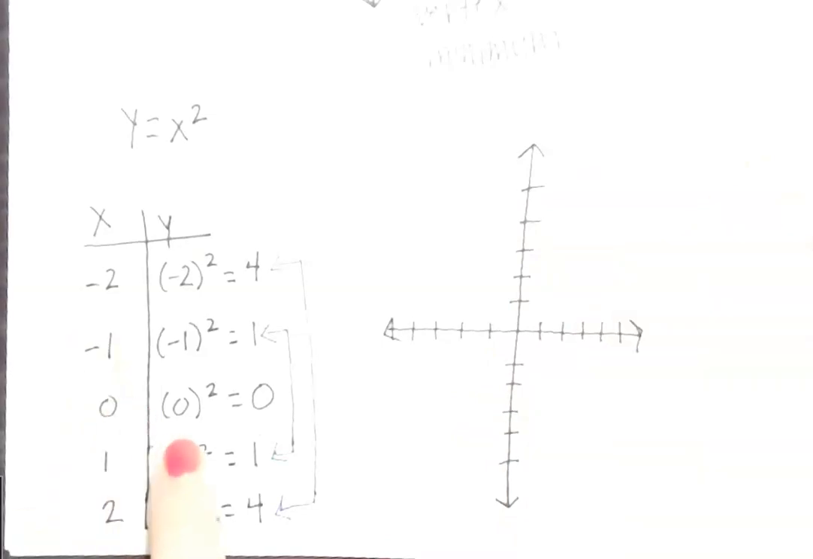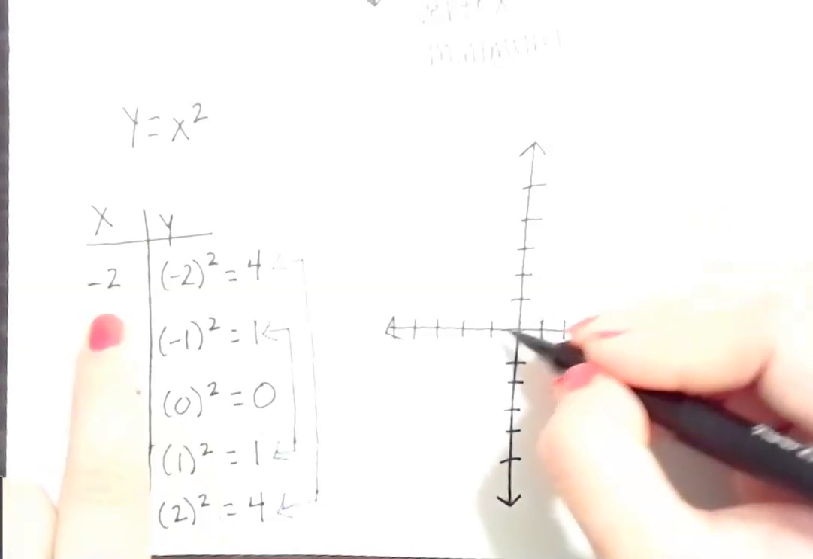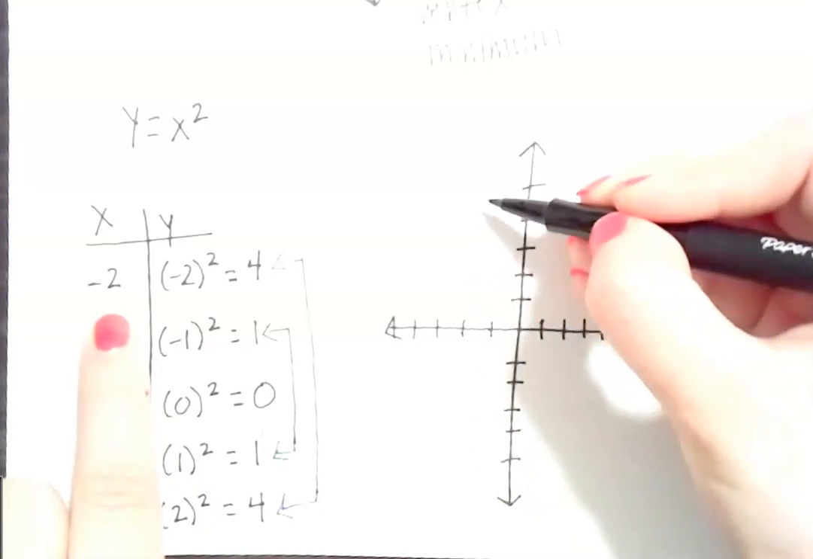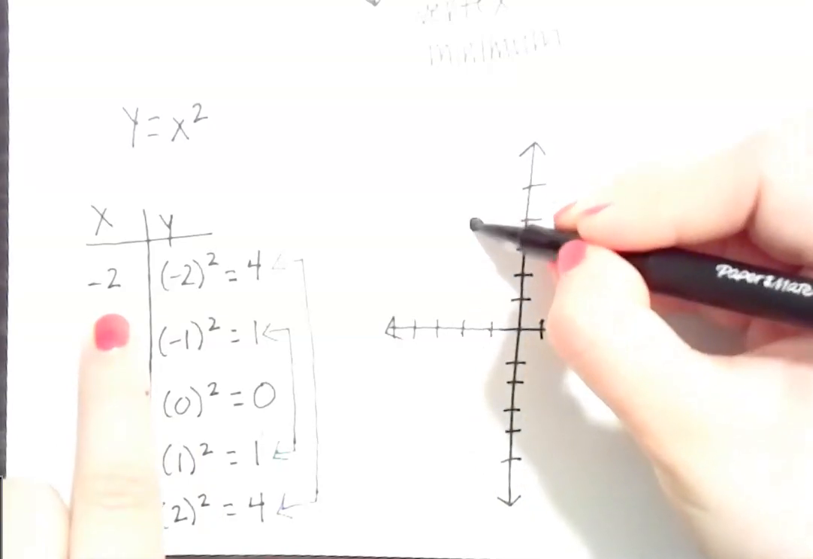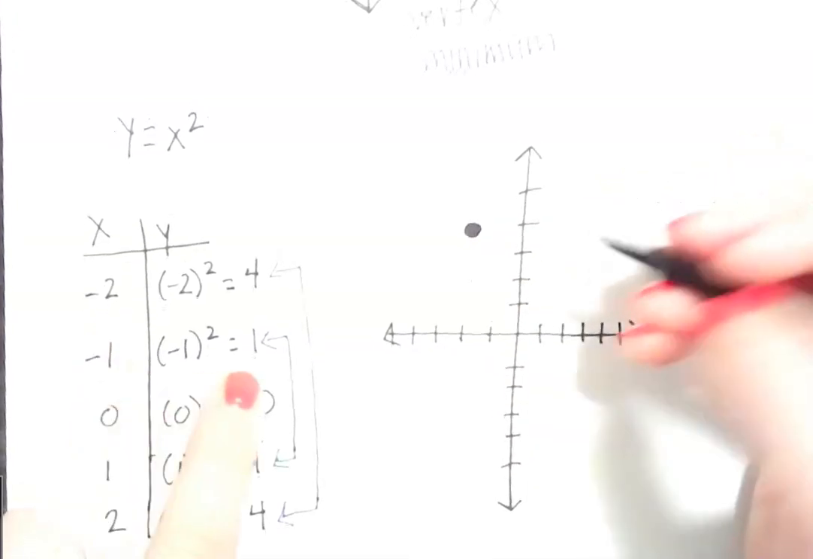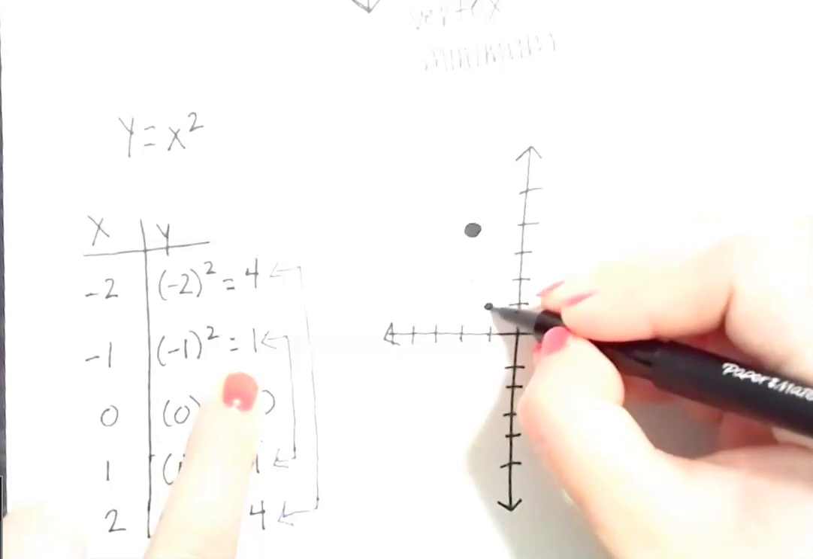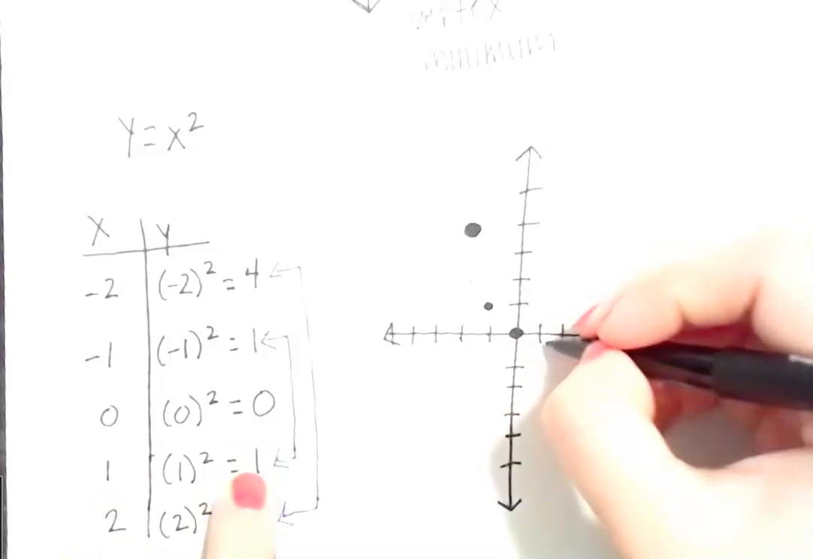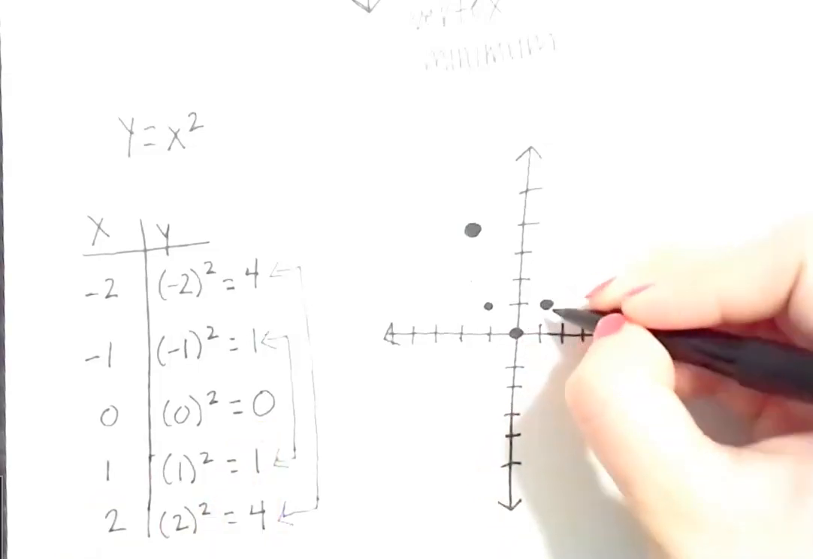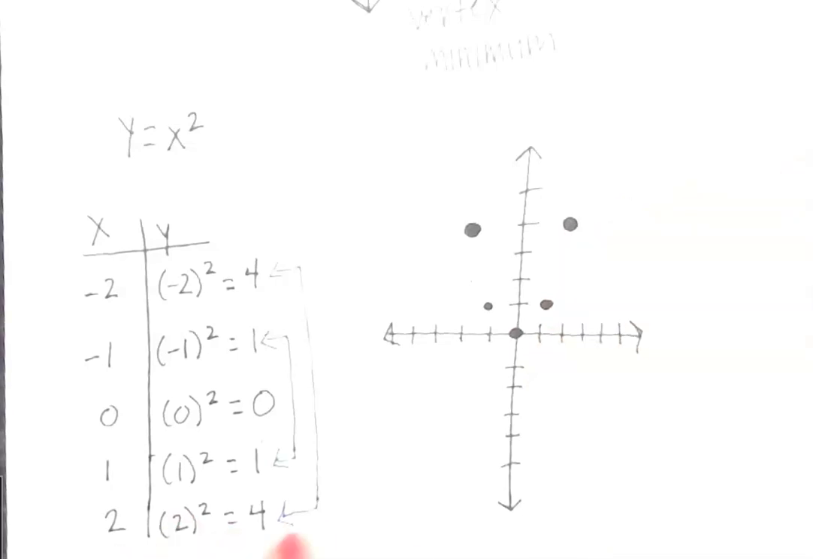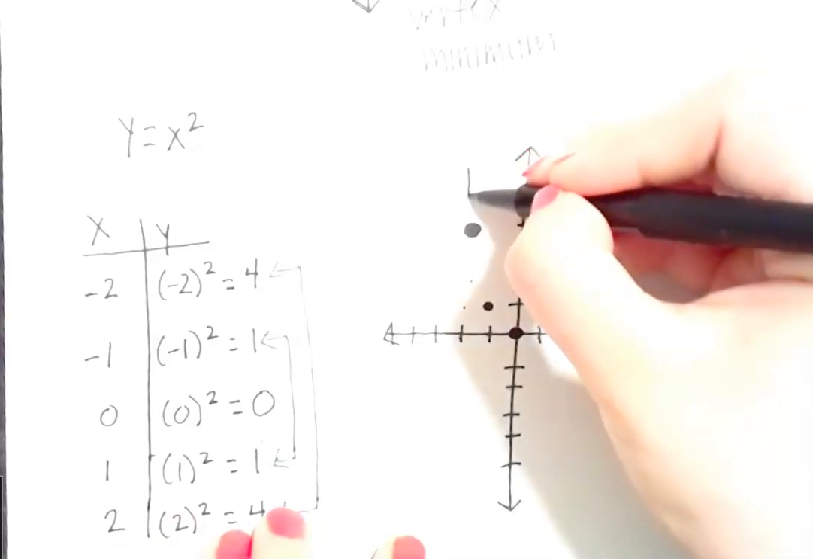If I start with -2, 4, over -2, up 4: 1, 2, 3, 4. So about here. Put a dot. -1, 1: over 1, up 1. 0, 0. 1, 1. 2, 4: 1, 2, 3, 4. Well, it looks like a parabola. Make sure now you connect your points.